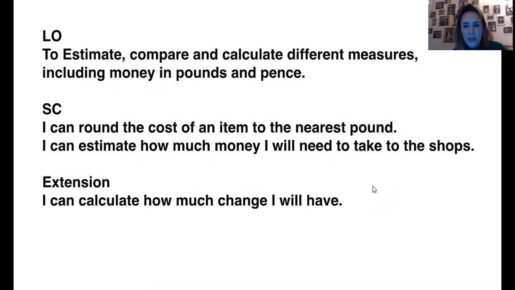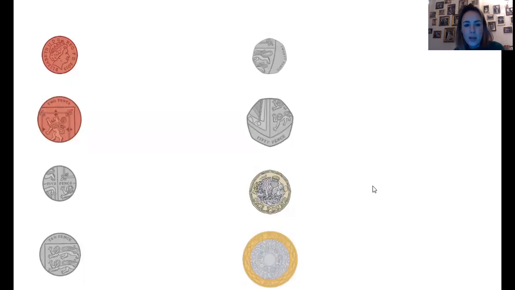The learning objective for today. Today we're going to be estimating, comparing and calculating different measures, and today we're working with money. The success criteria. You'll be able to round the cost of an item to the nearest pound. You'll be able to estimate how much money you will need to take to the shops, and an extension or a challenge activity today is to calculate how much change you will have.